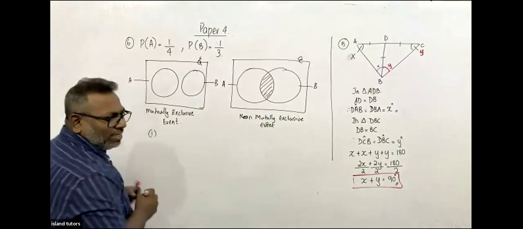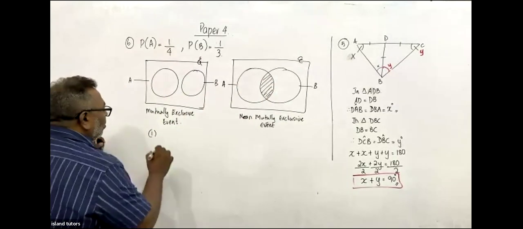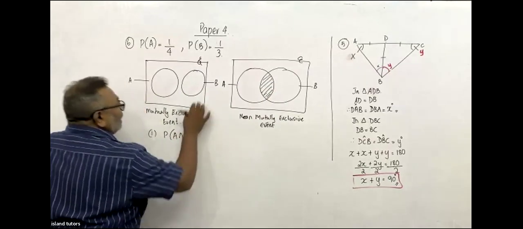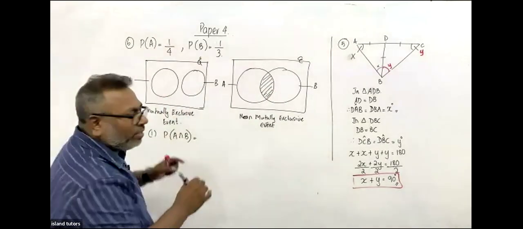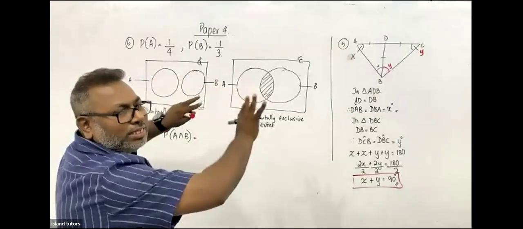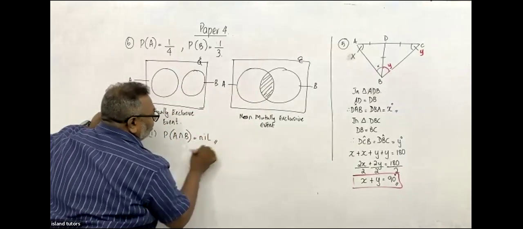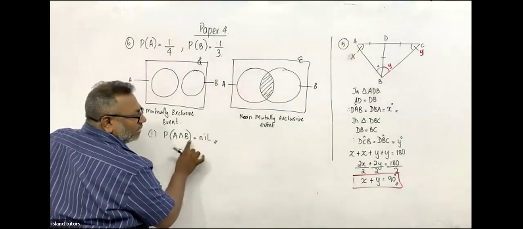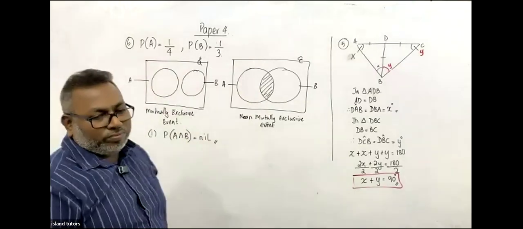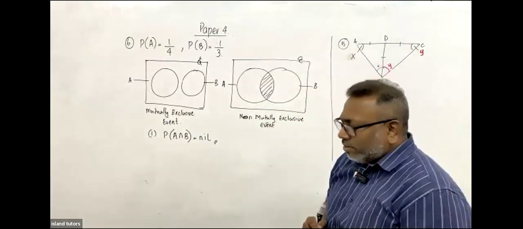Therefore, the first question they're asking is to find the probability of A intersection B. In a mutually exclusive event, you're not having anything common. Both of them are separate from each other. There is nothing in between. So your answer for probability of A intersection B in a mutually exclusive event is 0. You followed?